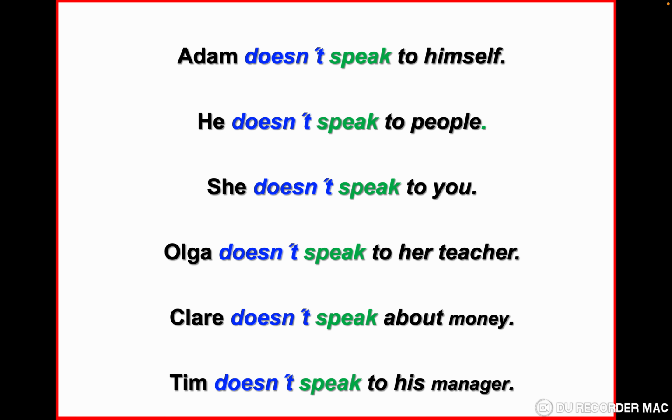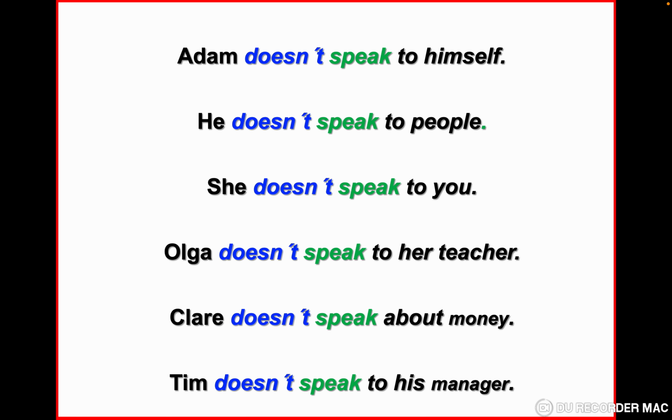Let's repeat after me. Adam doesn't speak to himself. He doesn't speak to people. She doesn't speak to you. Olga doesn't speak to her teacher. Claire doesn't speak about money. Tim doesn't speak to his manager.